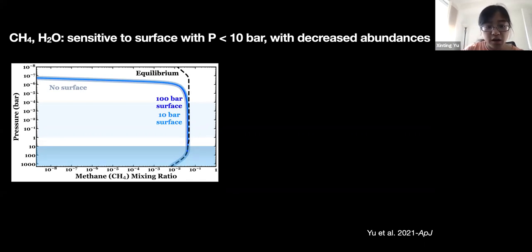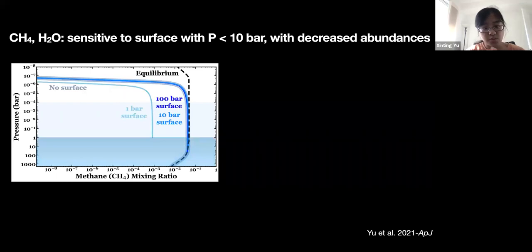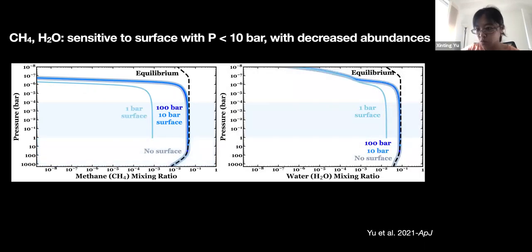And now if we add a 1 bar surface, we're seeing some decrease, and methane is a relatively abundant species, so there's actually a lot of decrease for methane. At 1 bar, because it's cooler, not all methane can be recycled back to the atmosphere. Another species that behaves the same as methane is water, and I'll explain a little bit later what's happening here. But both of them are only sensitive to the 1 bar surface, with decreased abundances compared to the no surface case.